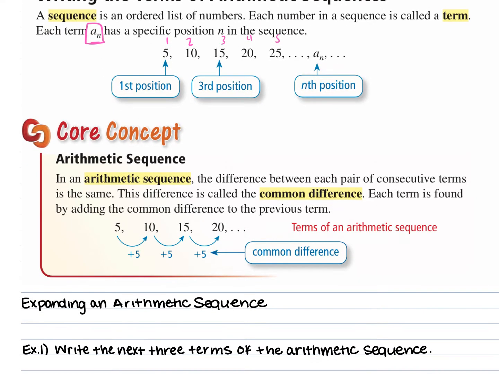So in an arithmetic sequence, the difference between each pair of consecutive terms is the same. This difference is called the common difference. Each term is found by adding the common difference to the previous term. Our common difference could be positive, where we add the same number each time. It could also be negative, where we subtract the same number each time.